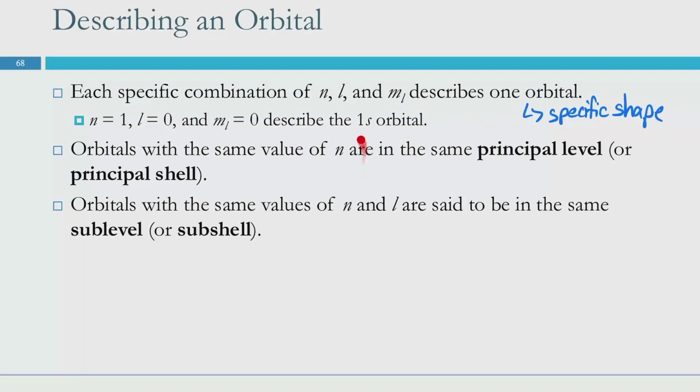Orbitals that have the same value of n are in the same principal level or principal shell. If n and L are both the same, then they're in the same sublevel or subshell, or the other thing that I've been calling it, shape family. Shape family is just because I think that's a little bit more relatable to connect the idea to what we're hopefully going to come to be able to recognize.